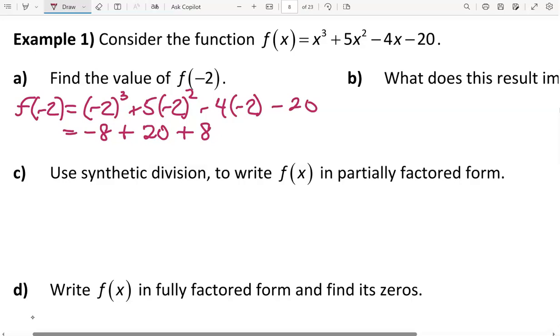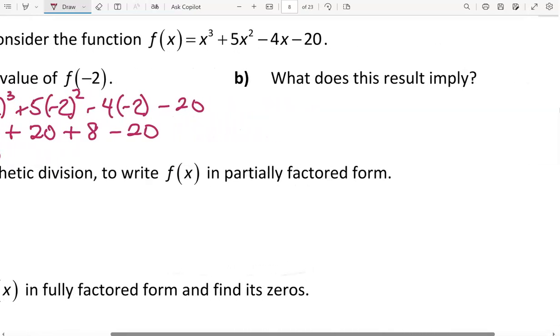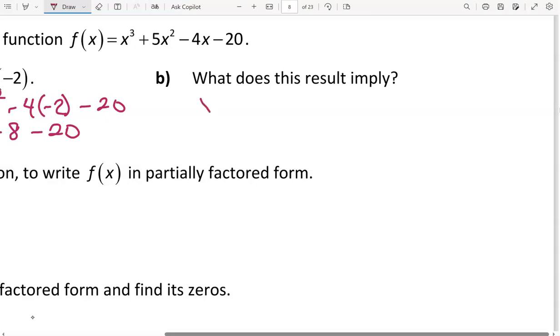which is positive 8. And you'll notice that we have a series of terms that are opposites. Negative 8 and 8 add up to 0, 20 and negative 20 add up to 0. So f of negative 2 is equal to 0. What does this result imply? It implies that x plus 2, which would be the divisor, is a factor of f of x.